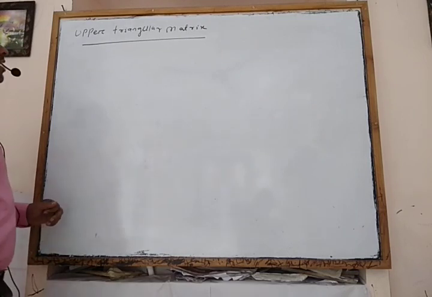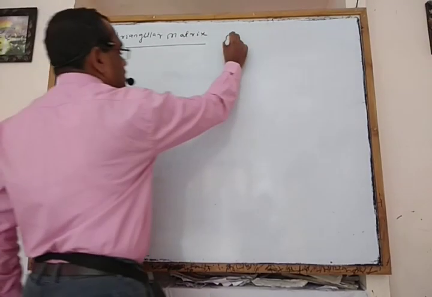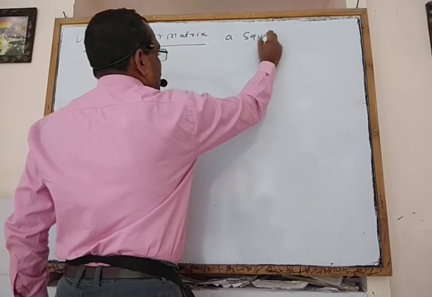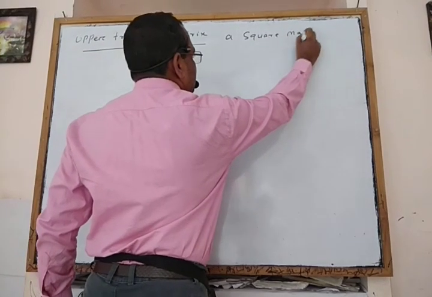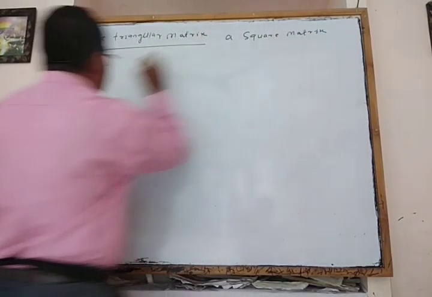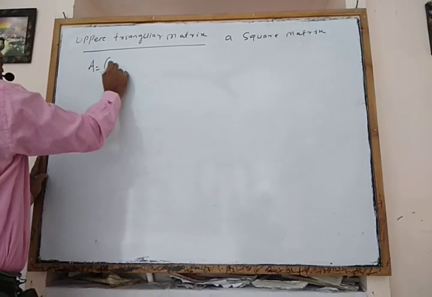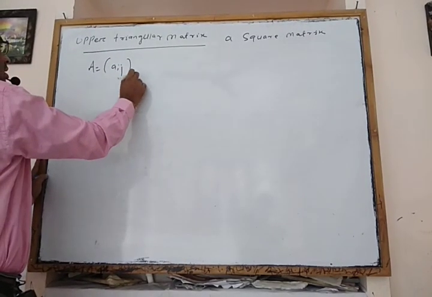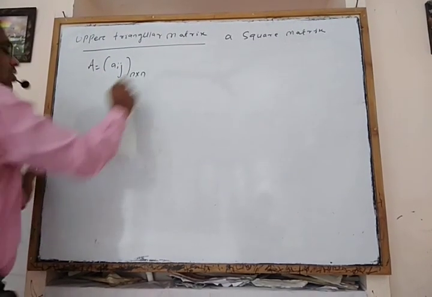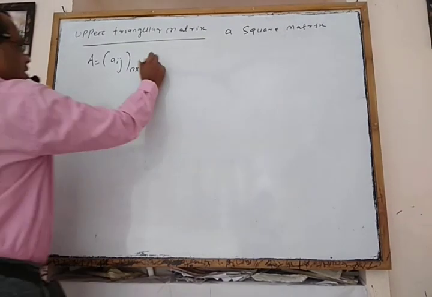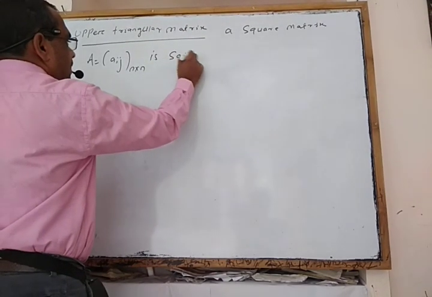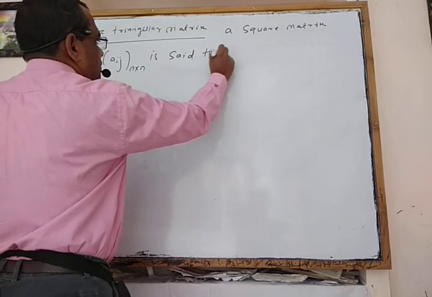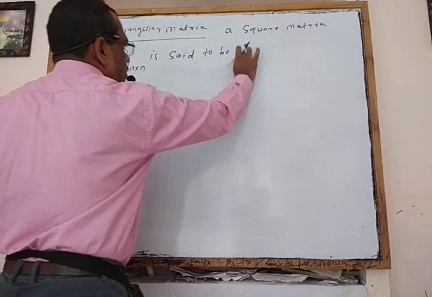Upper triangular matrix. A square matrix A equal to [aij] of order n cross n is said to be an upper triangular matrix.